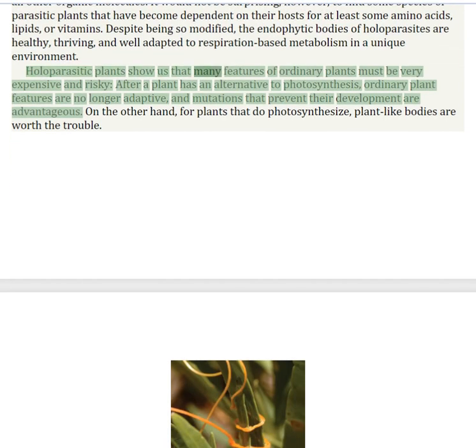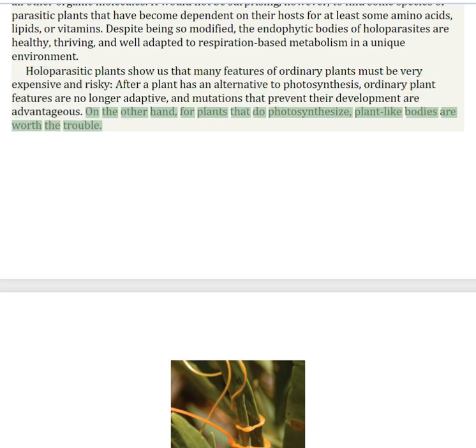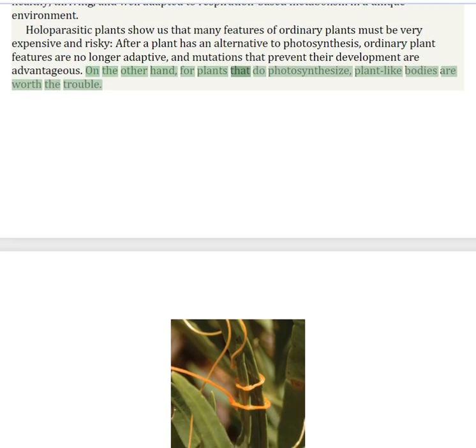Holoparasitic plants show us that many features of ordinary plants must be very expensive and risky. After a plant has an alternative to photosynthesis, ordinary plant features are no longer adaptive, and mutations that prevent their development are advantageous. On the other hand, for plants that do photosynthesize, plant-like bodies are worth the trouble.